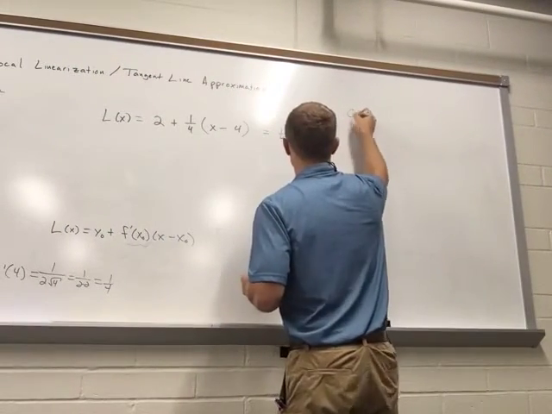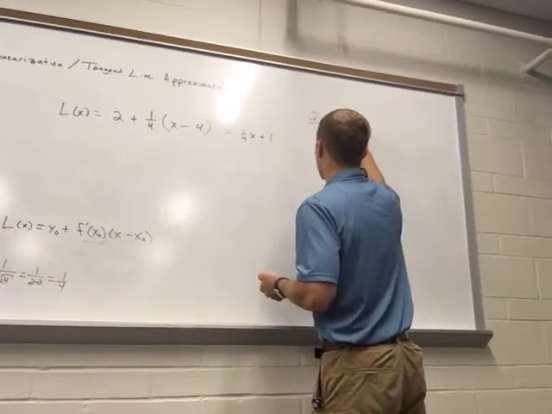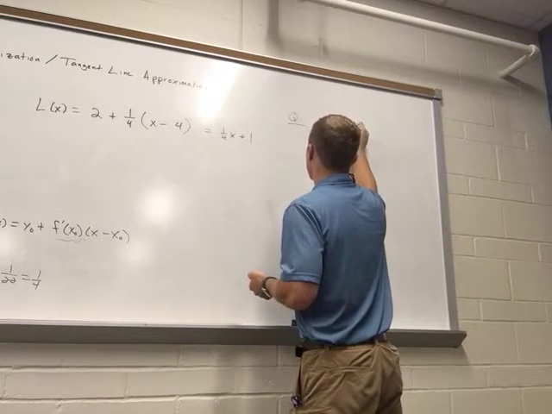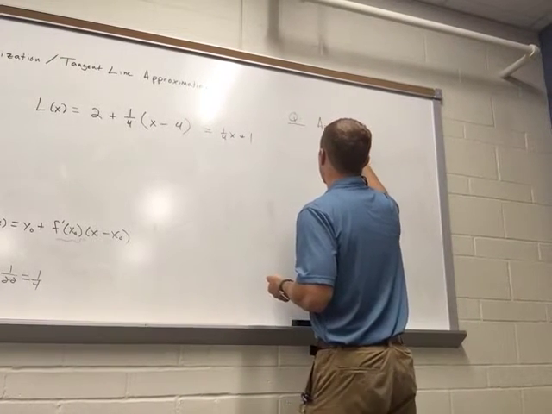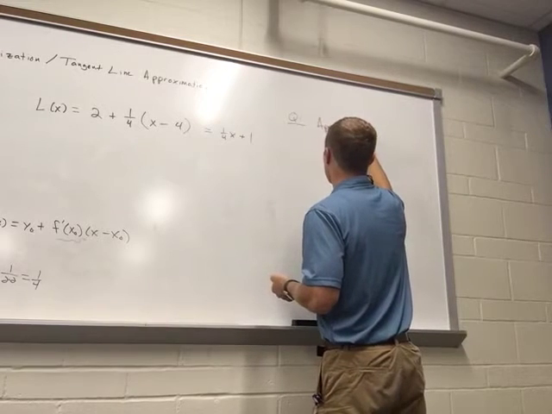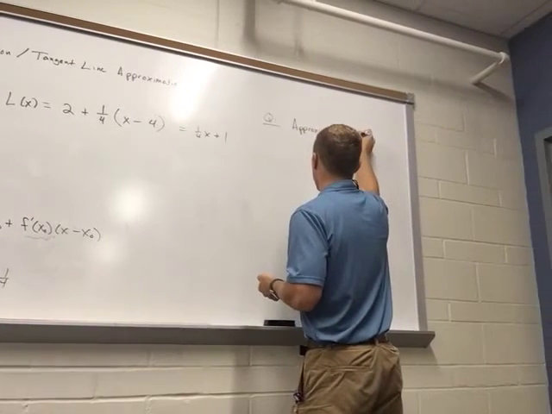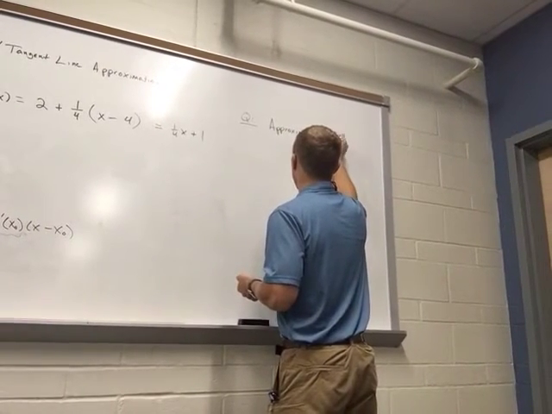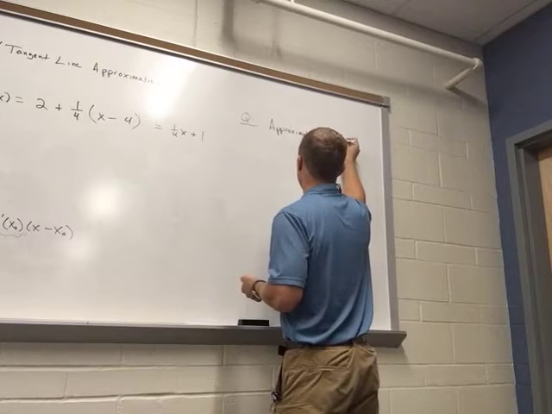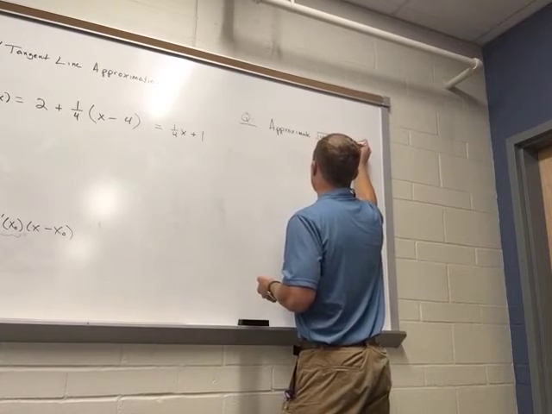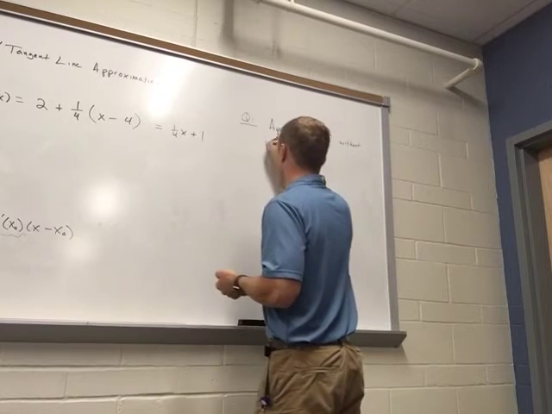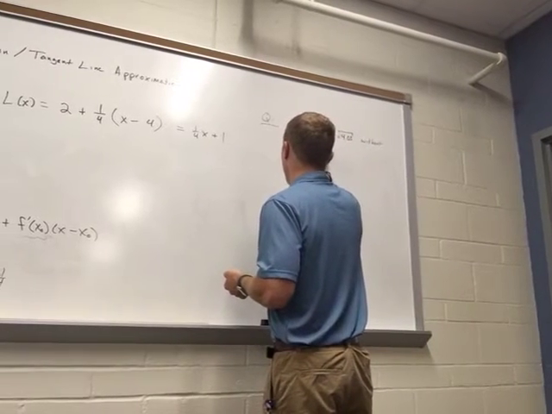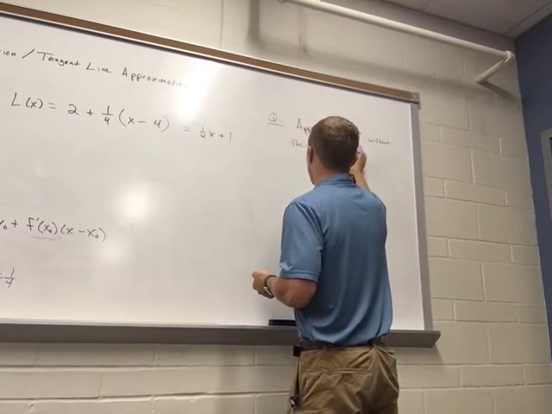So a second question. Approximate the square root of 4.03 without the aid of a calculator.